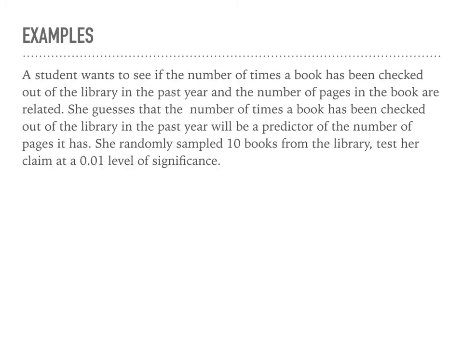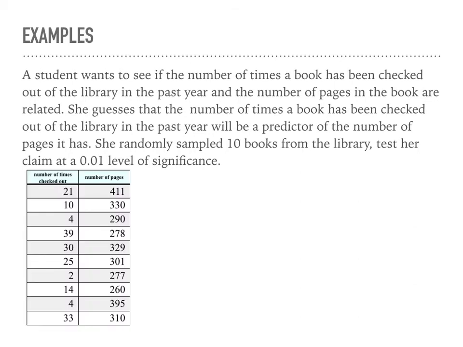So let's look at an example together. A student wants to see if the number of times a book has been checked out of the library in the past year and the number of pages in the book are related. She guesses that the number of times a book has been checked out of the library in the past year will be a predictor of the number of pages. She randomly sampled 10 books from the library. Test her claim at a 0.01 level of significance.